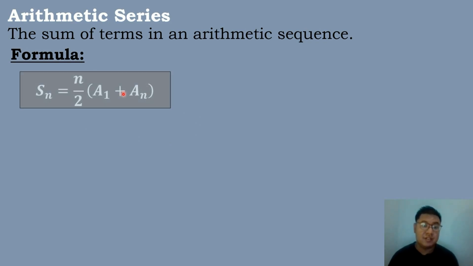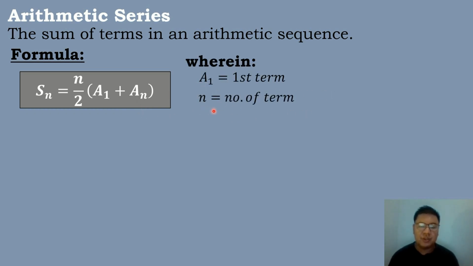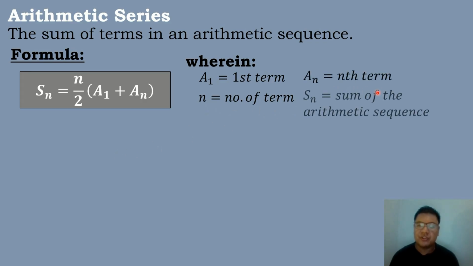the sequence. So we have S sub n is equal to n over 2 times the quantity of a sub 1 plus a sub n, wherein a sub 1 is equal to the value of the first term, n is equal to the number of terms, a sub n is equal to the nth term, and S sub n is equal to the sum of the arithmetic series.